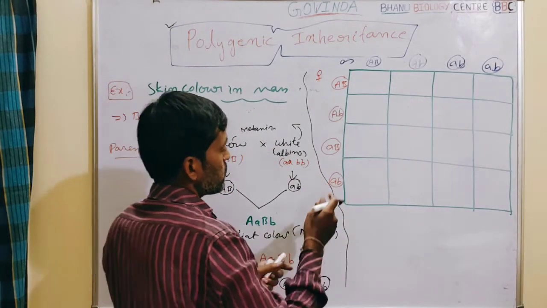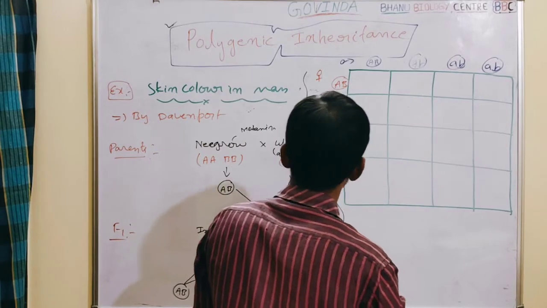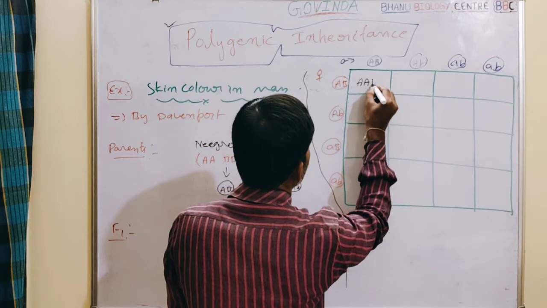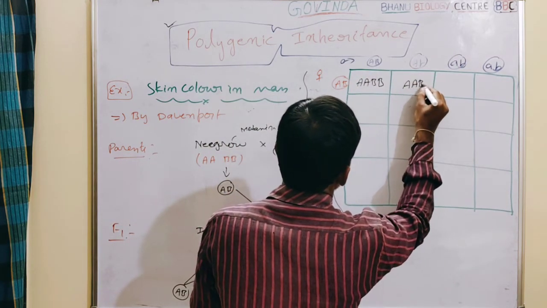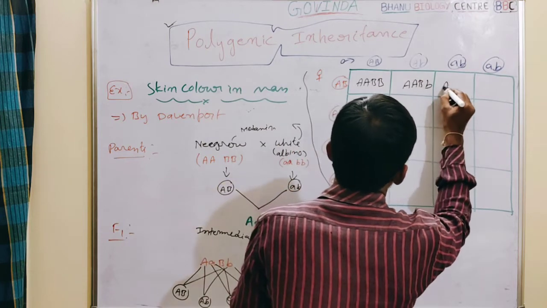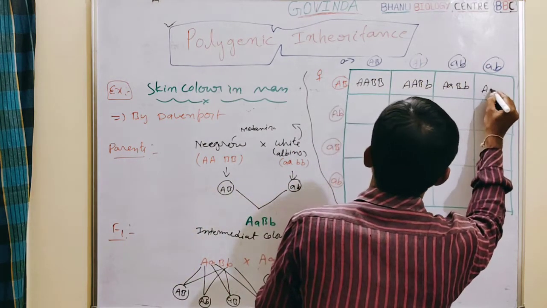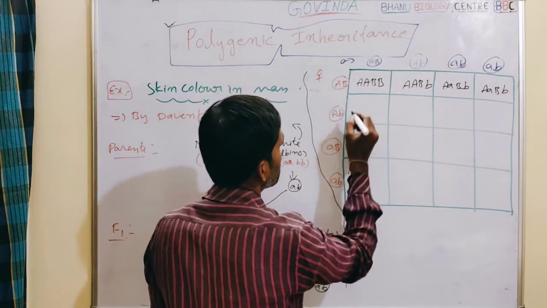Now make a cross. In total we obtain 16 offspring with different skin colors. Capital A, capital A, capital B, capital B. Then capital A, capital A, capital B, small b. Then capital A, small a, capital B, small b. Then capital A, small a, capital B, small b. Then cross this gamete with these.